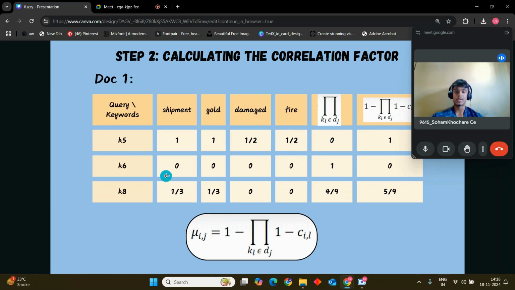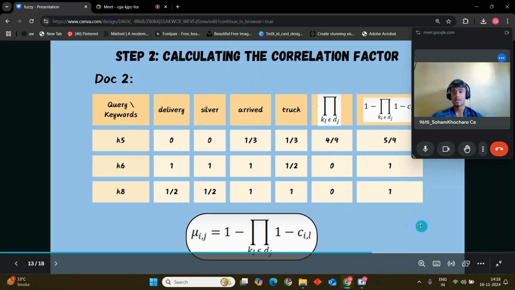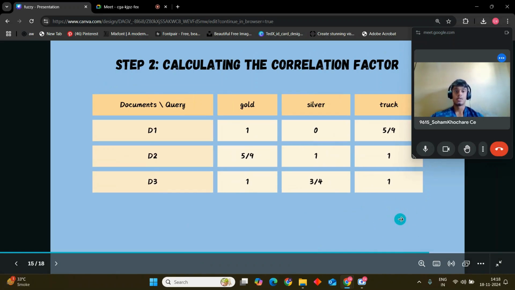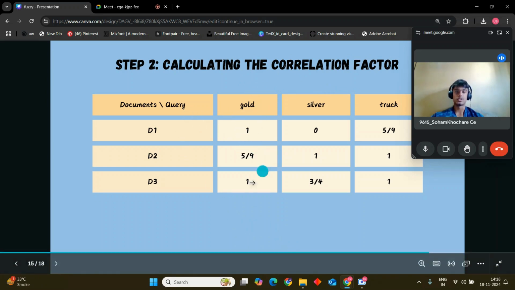So we do the same for all these query keywords, and then we negate the answer from 1. So 1 minus 0 becomes 1, 1 minus 1 becomes 0, 1 minus 4 upon 9 becomes 5 upon 9. So we calculate the same for document 2 as well, and the same for document 3. So we firstly map all the correlation factors in our matrix format, which is shown over here.